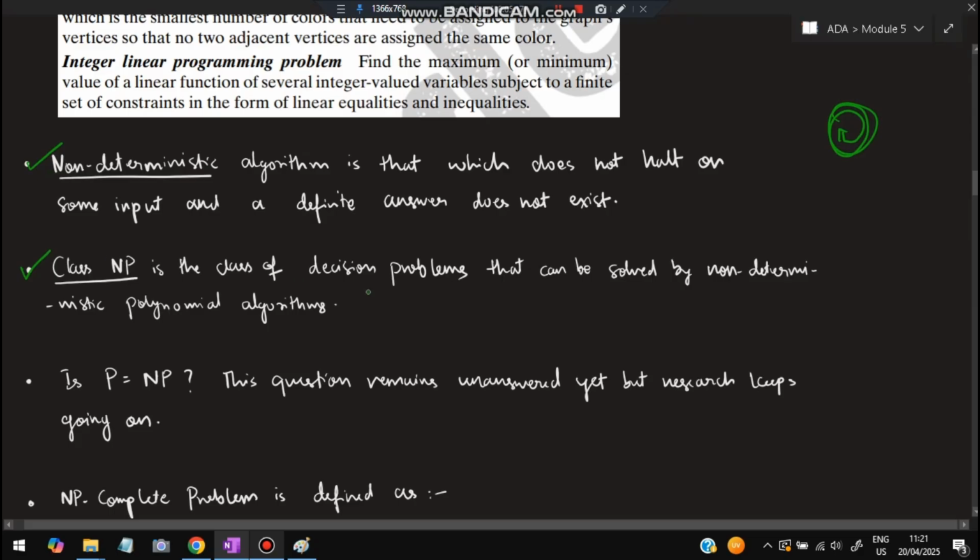What is class NP? NP is the set of decision problems that can be solved using non-deterministic polynomial algorithms. Means there will be polynomial time. That is NP, but it is still non-deterministic. It can go into an infinite processing situation.